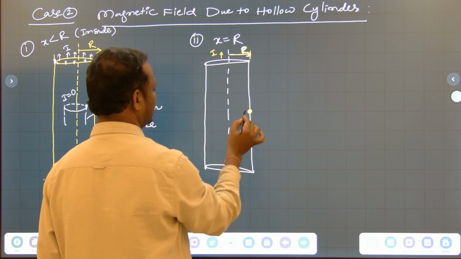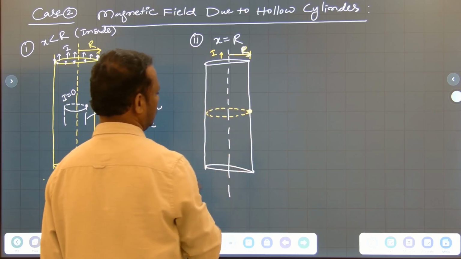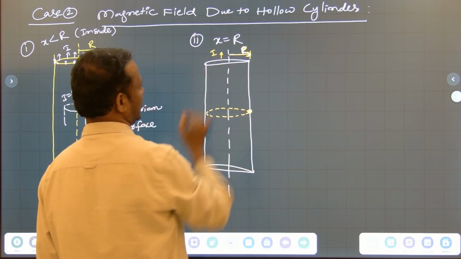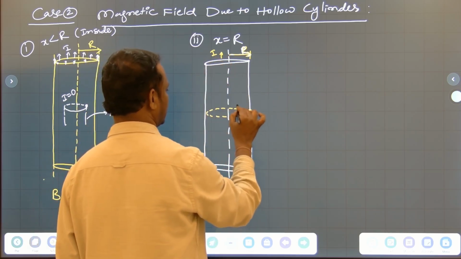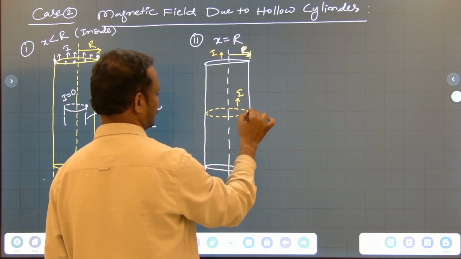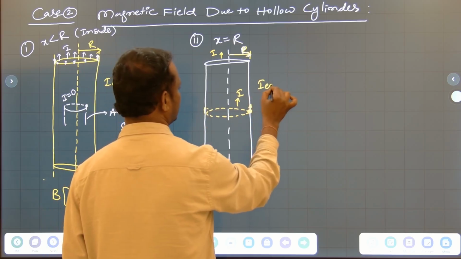Okay, so at this point, this is the Amperian surface. In this Amperian surface, what current is here? Same current. So that means what do you say? The current is I only on the surface, total. Okay, like this one, correct? So I enclosed is equal to I.